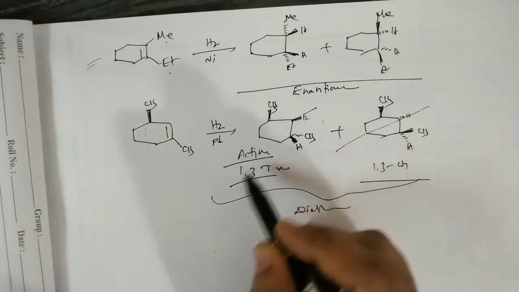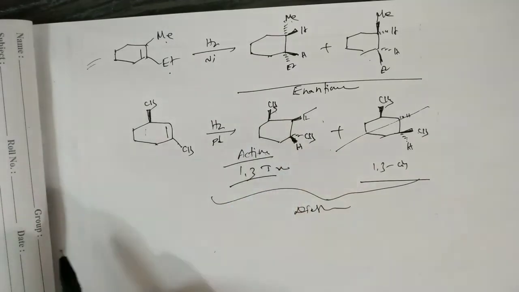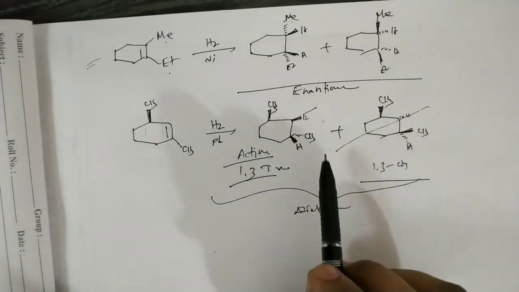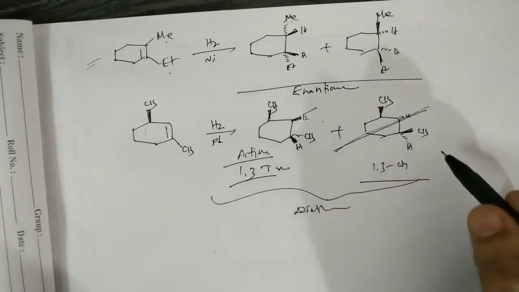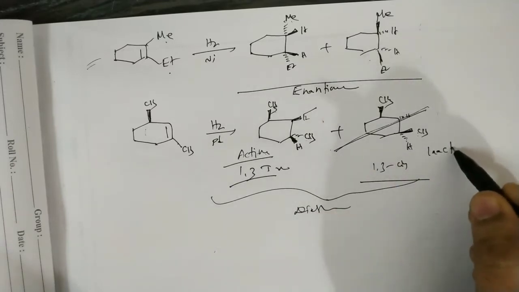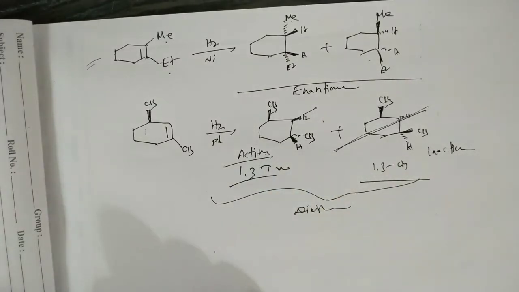Here there is no plane of symmetry. So methyl above the plane, methyl below the plane. Here methyl above the plane, here methyl above the plane. There is a symmetry possibility, so it is an optically inactive compound, and one is an optically active compound.